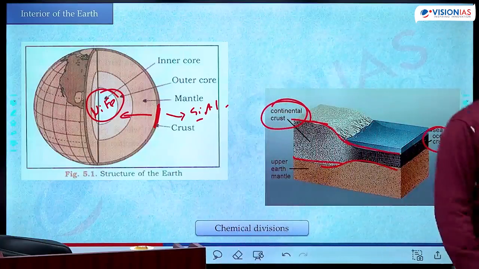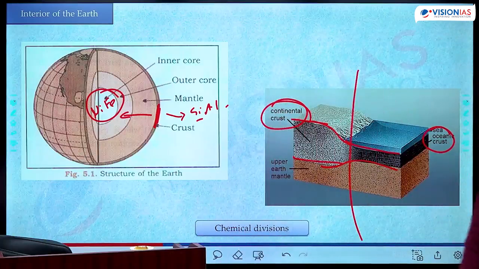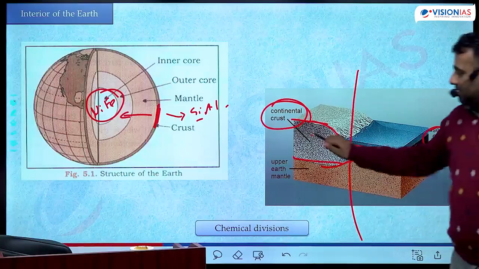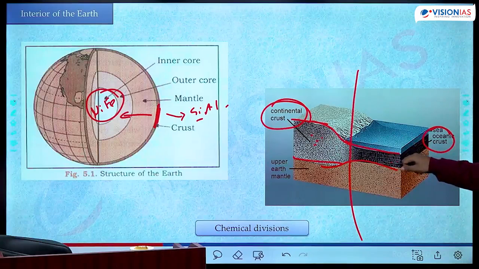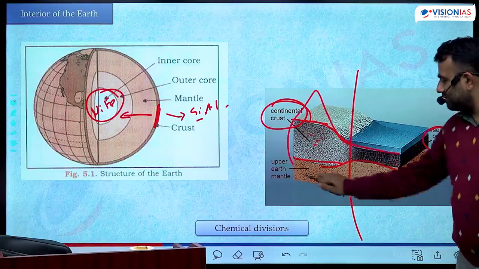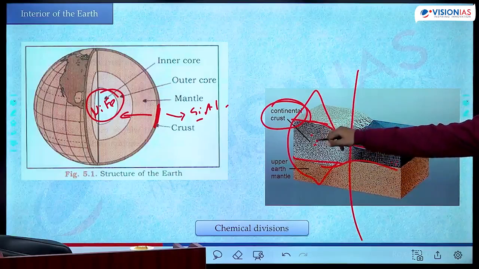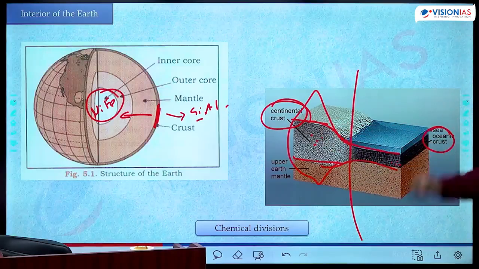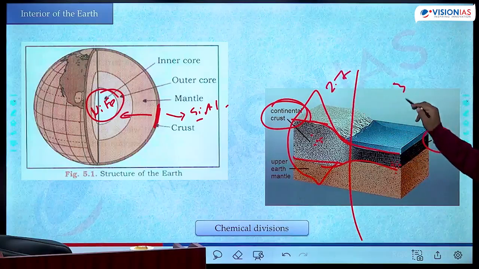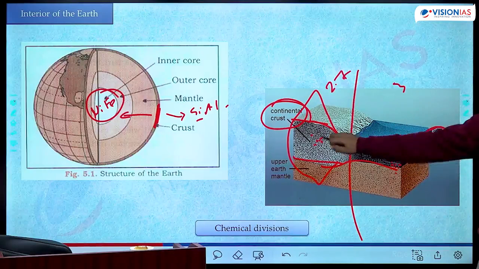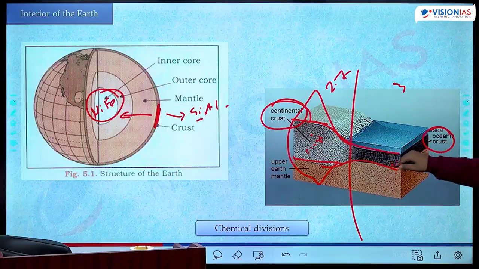What are the characteristic differences between the continental crust and oceanic crust? Thicker, thinner. It goes up to 45 to 50 kilometers. This is 8 to 10 kilometers only. Along the mountains it is much thicker. It goes up to 80 to 90 kilometers. This is very, very thin. Then this is lighter in density, heavier in density. This is 2.7 grams, this is 3 grams per cubic centimeter. This is granitic rocks, this is basaltic rocks. Brighter in color, darker in color.